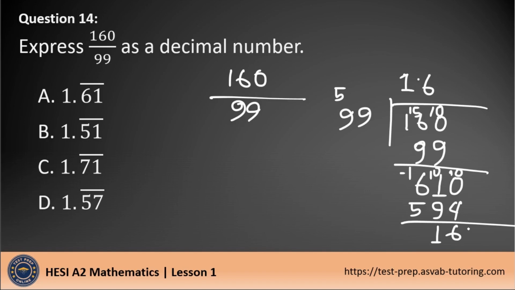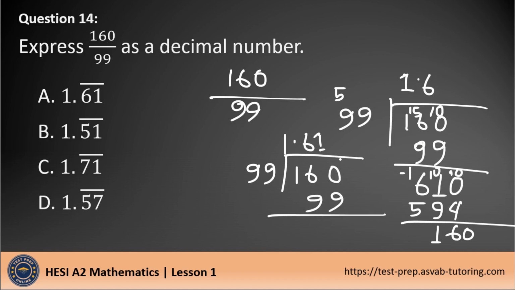So 160 here again. 160. And here 1.6. Here 99. And 1 times 99 equals 99. And here again 1 comes and 66. It's 1.61, and the answer is A. Option A is the answer. So let's check the answer for question number 14. Here the answer is A.